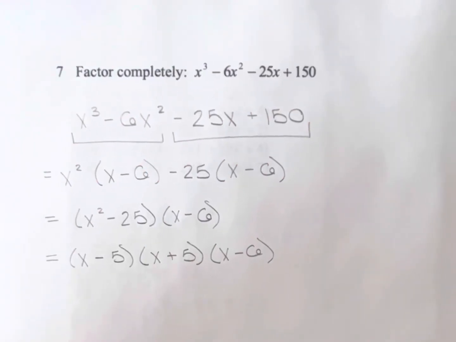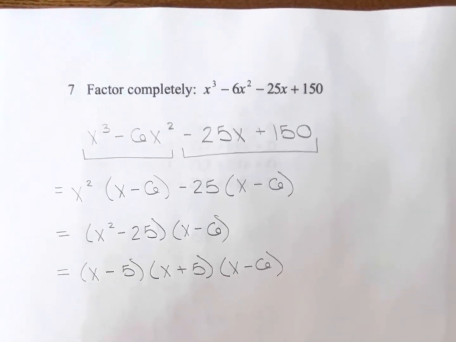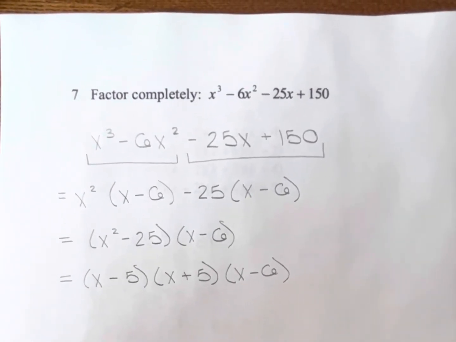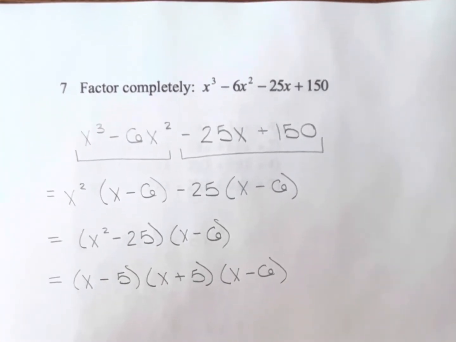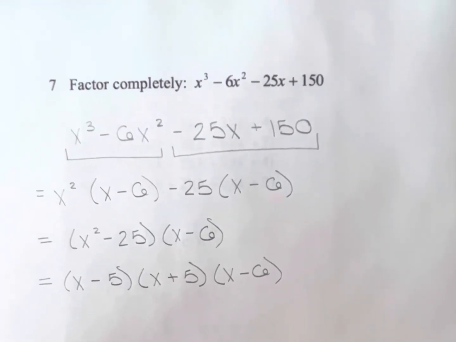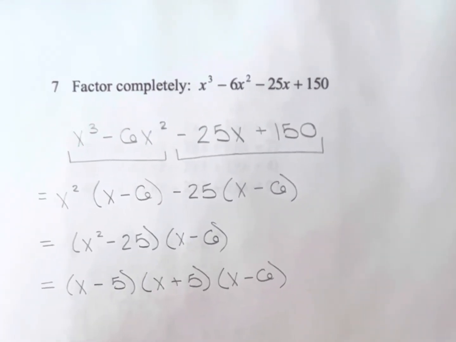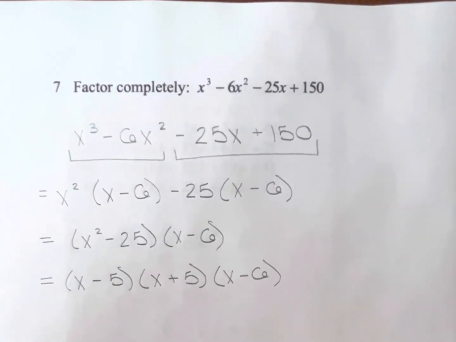Alright, so for this one, we're going to, once again, break it up into two groups. First one, x cubed minus 6x squared. That has a greatest common factor of x squared. We're left with x minus 6. And for that second group, we have a greatest common factor of negative 25, and we'll have that binomial of x minus 6.